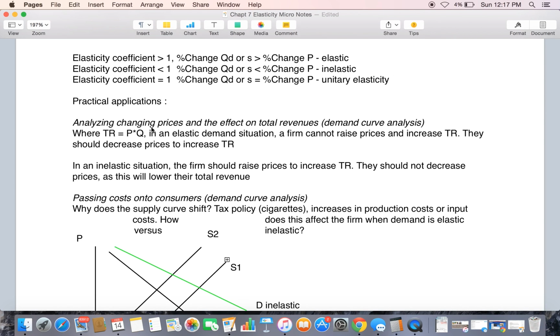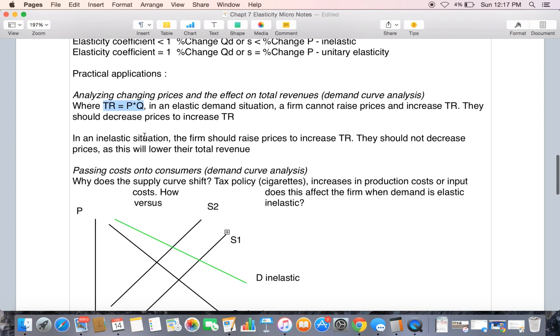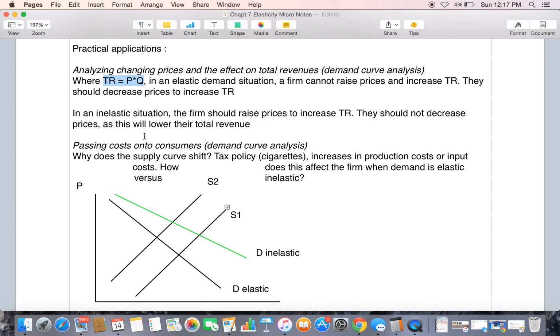One practical application is to analyze revenues for the firm. So revenues, we'll use the demand curve to do this, and revenues are measured by total revenue equals price times quantity. And we have this information in our graph. So in an elastic demand situation, a firm cannot raise prices and increase total revenues. They should decrease prices to increase total revenues.